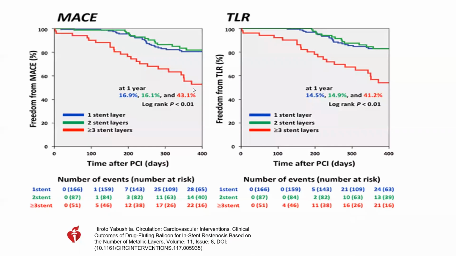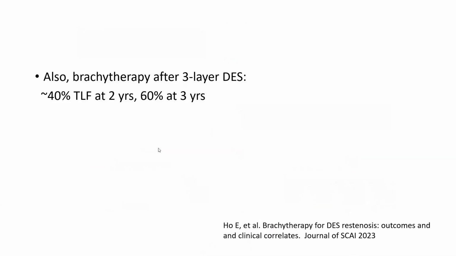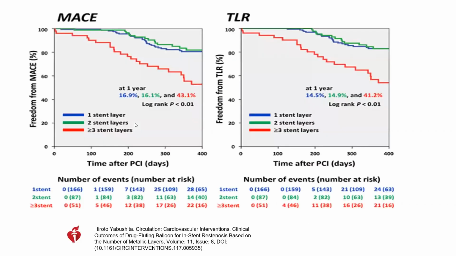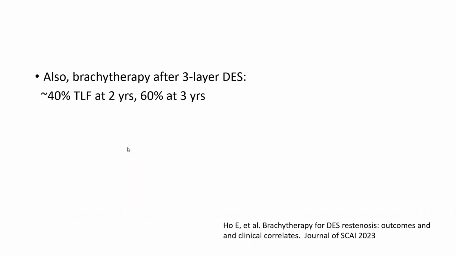50% recurrent restenosis at 1 year if you do DCB for 3-layer stent. So very poor outcome. Same with brachytherapy for 3-layer stent. It's around 50% recurrent restenosis within the next couple of years. So try to avoid 3-layer DES. Treatment on 2-layer DES, at least you can keep redoing it, and it's associated with better long-term outcomes.